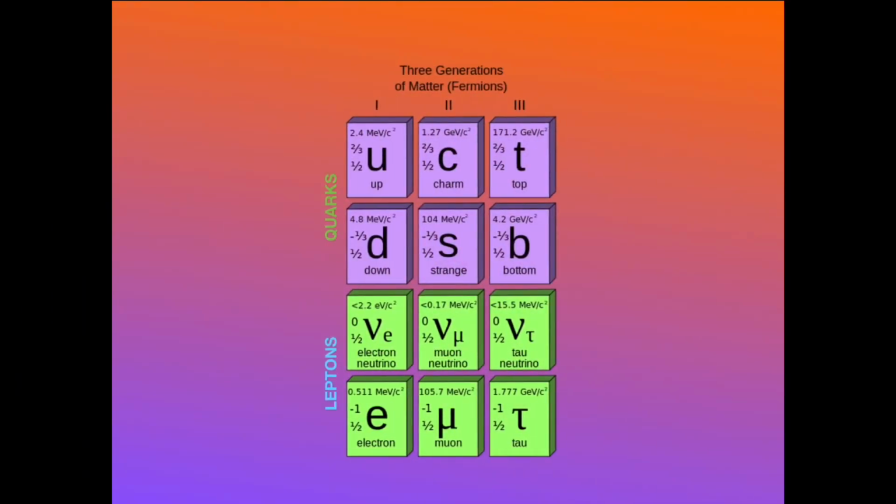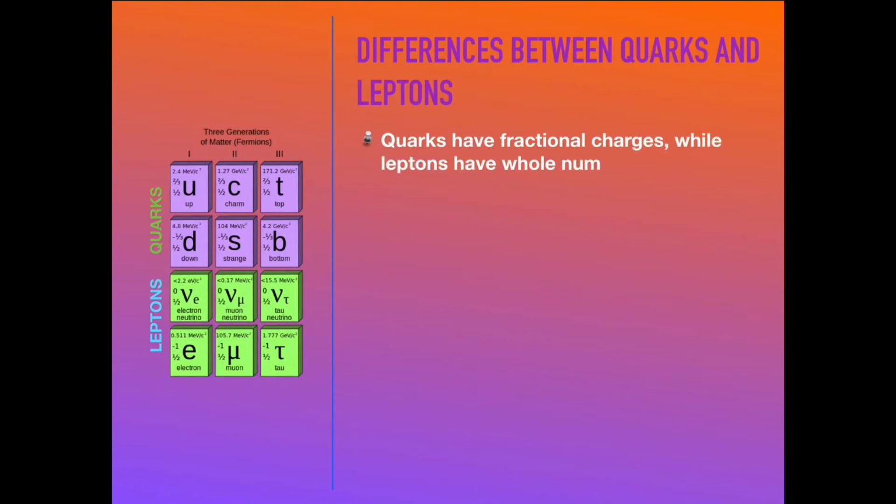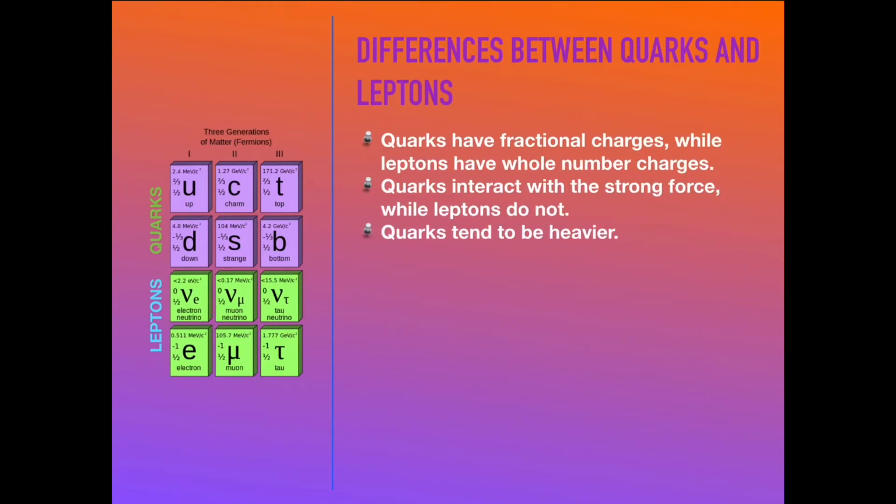Referring to our pretty diagram here, we should learn that there are two different types of fermions. First of all, we have the quarks, and then we have the leptons. Now there are many differences between quarks and leptons. Firstly, quarks have fractional charges, while leptons have whole number charges. This means that relative to the charge of an electron, quarks have a fractional charge, whereas leptons have whole ones. Also, quarks tend to be heavier than leptons, and they interact with a strong force, while leptons don't.